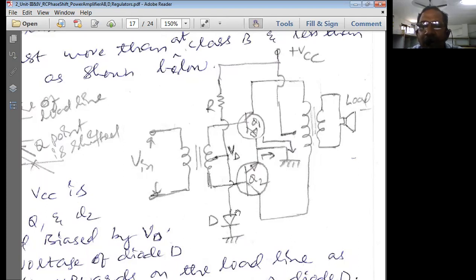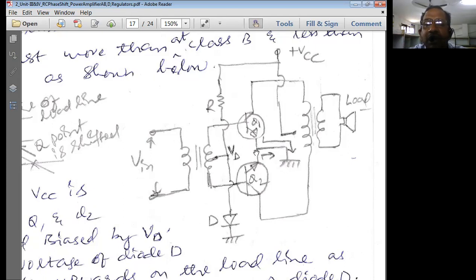If you replace the diode by a battery of 0.7 volts, what happens now? This VD is connected to positive polarity, and negative polarity is simply connected to the ground. That's how I can replace the diode by a battery, right? So this is 0.7 volts. This 0.7 volts is applied to Q1 as well as to Q2. So both the transistors will be in the on condition initially.